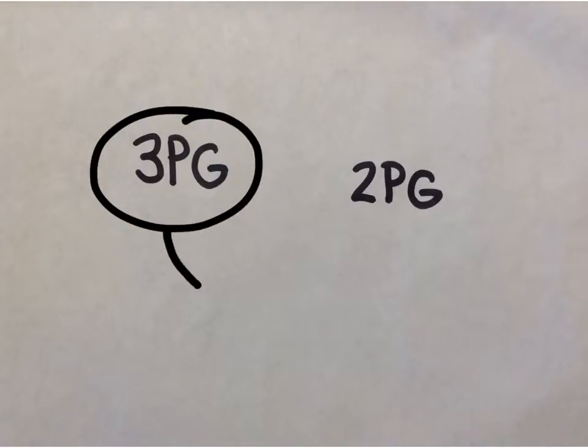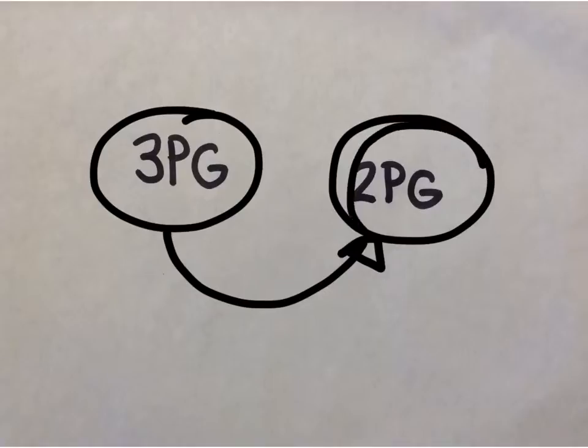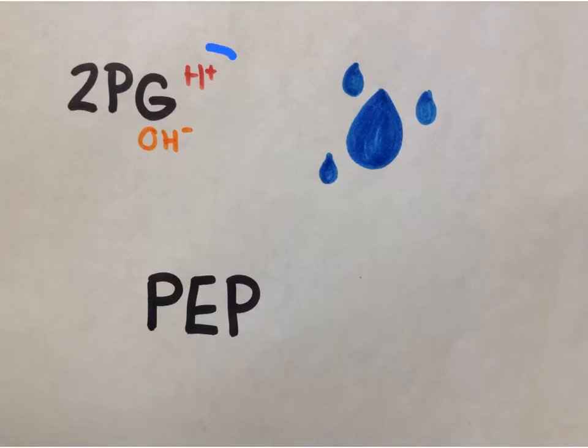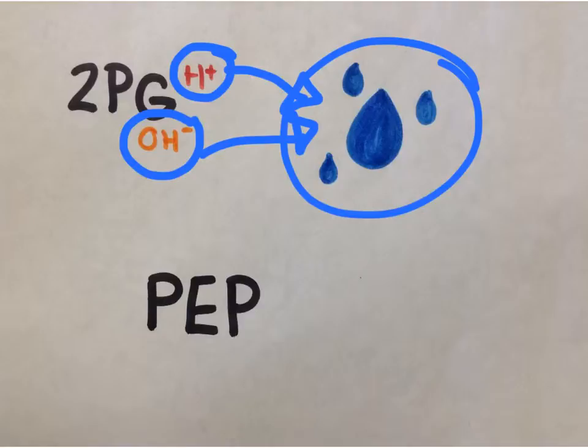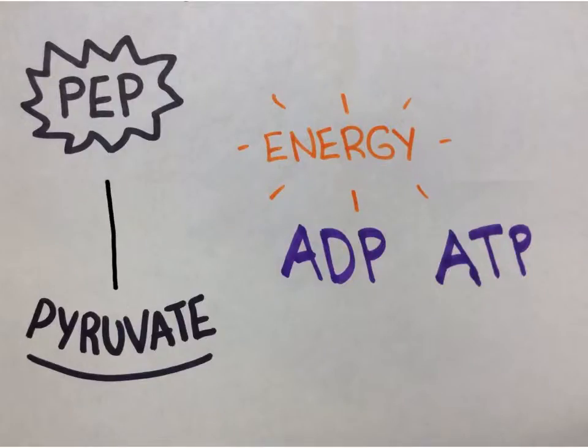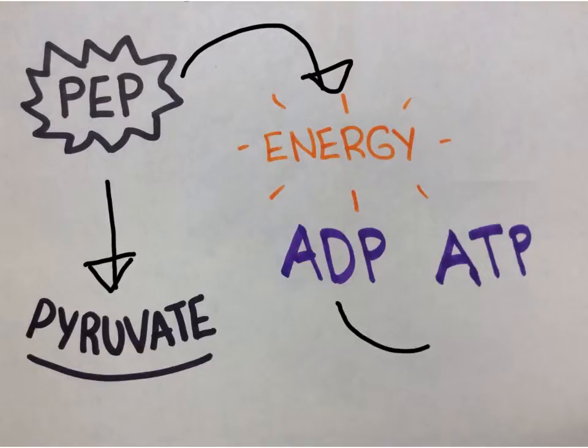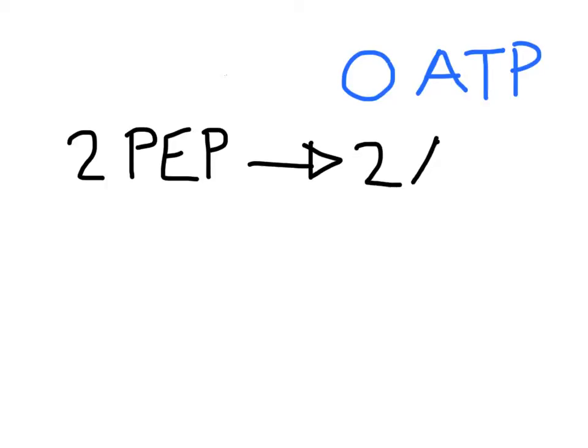3PG rearranges into 2-phosphoglycerate, 2PG. 2PG gives up 1 proton and 1 hydroxide ion. These combine and form water and phosphoenolpyruvate. PEP is left. PEP is a very unstable molecule, and when it breaks down into pyruvate, it releases the energy required to transfer 1 phosphate group to ADP, creating ATP. Because there were 2 PEP molecules, 2 ATP molecules were created. Our net ATP is now 2.